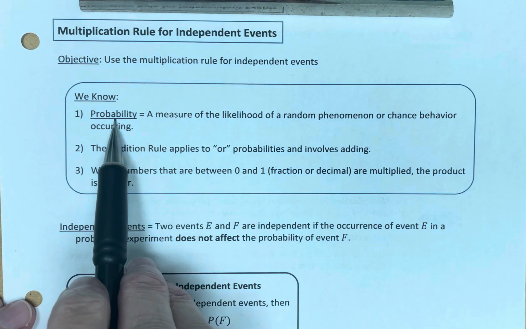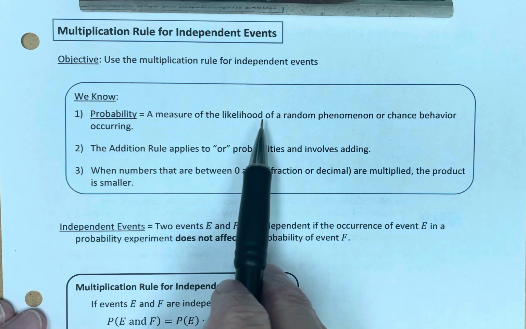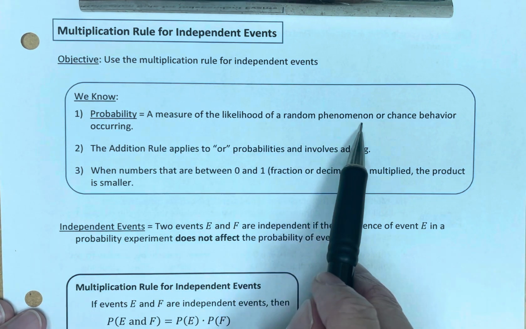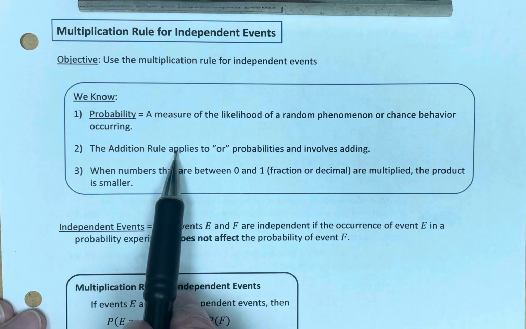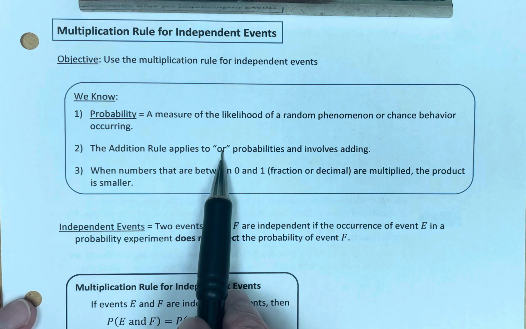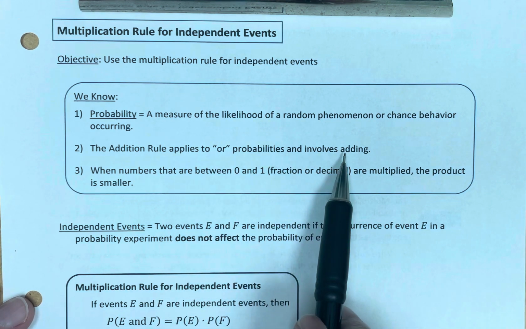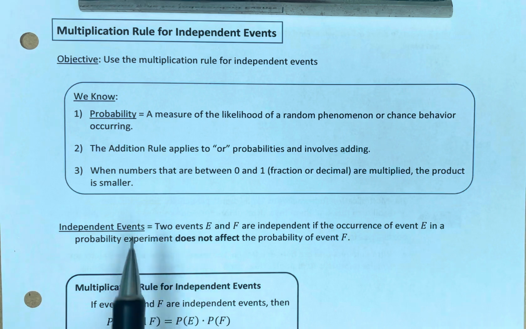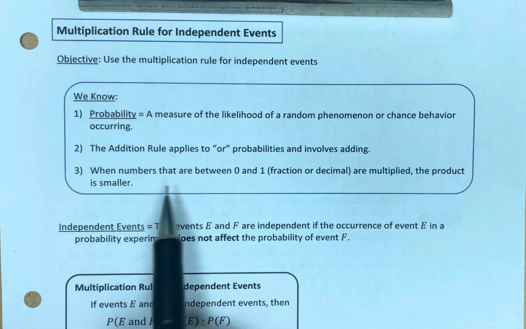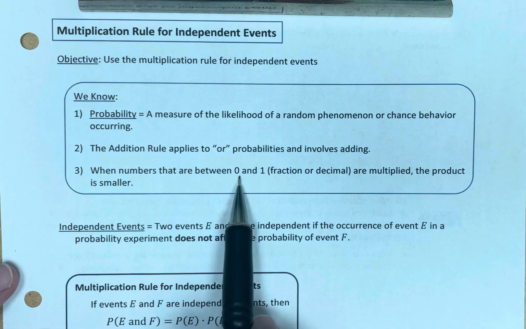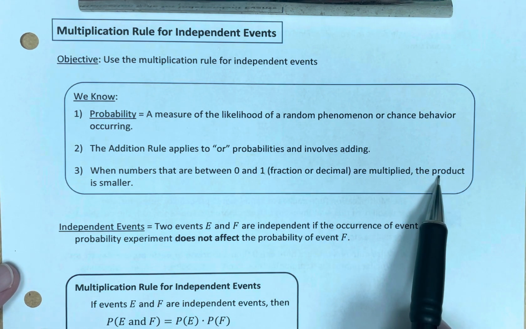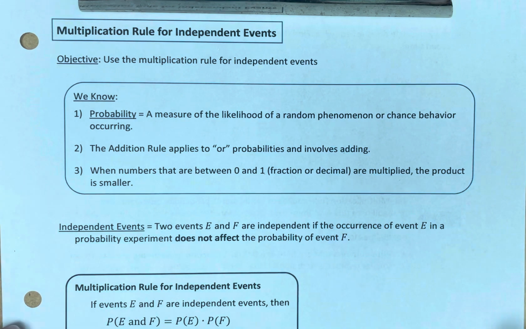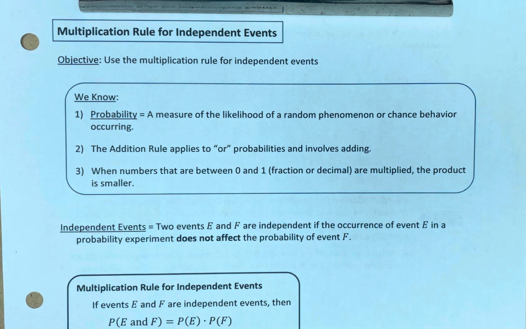We know the definition of probability: a measure of the likelihood of a random phenomenon or chance behavior occurring. We know that the addition rule applies to the OR probabilities, and it involves adding. And we know from grade school that when we have numbers between 0 and 1 and we multiply them, the product is a smaller number. That's going to be important here as we work with this.